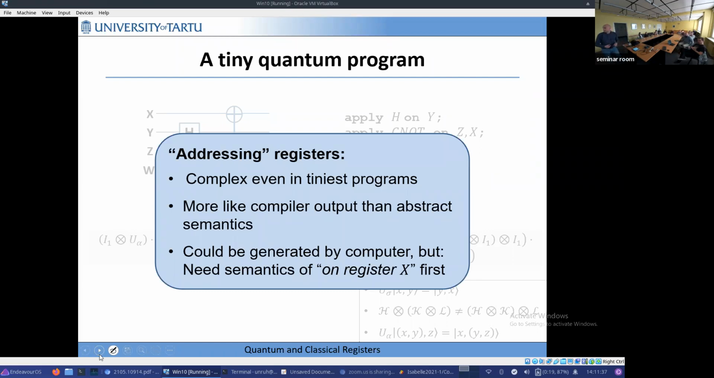So to summarize the problem I've noted here: addressing registers, meaning I want to, for example, say I have an operation on this register, is something that can be really complex, even in very tiny programs, because often we need operations that work on 2 registers simultaneously. And in that respect, it's a bit different from the classical situation.